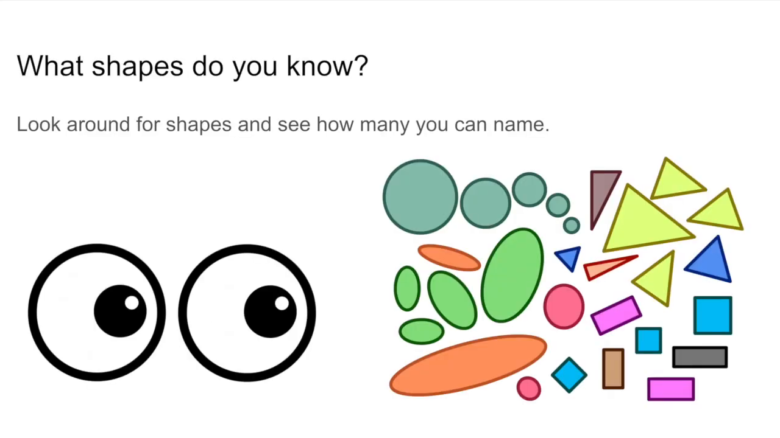So first of all, we're actually going to pause the video in just a moment. I want you to think about what shapes you already know the name of. So in a moment, pause the video and look around your house for shapes. How many can you name? What shapes do you see? Okay, pause the video, and then when you're ready, come back and press play again. All right, are you ready?